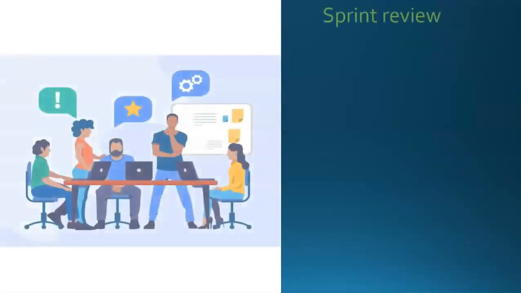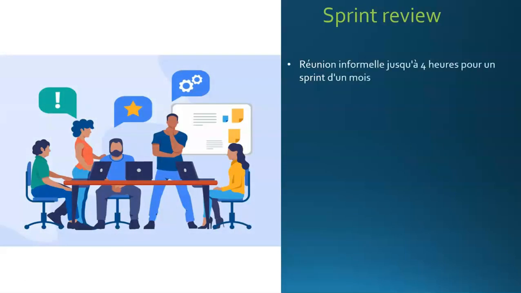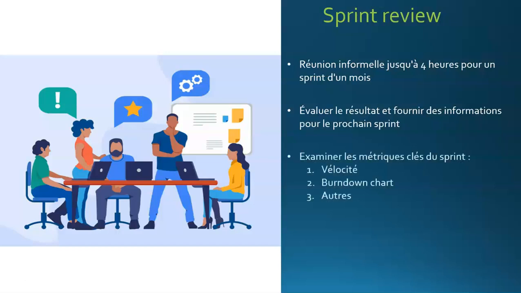Now let's look at the sprint review. This is an informal meeting that occurs at the end of the sprint and can last up to 4 hours for a 1-month sprint. During this meeting, we will essentially review and evaluate the result of the previous sprint. What comes out of it will be useful for your next sprint. During this meeting, you will review your velocity, burn down chart, and other metrics to see how you performed as a team.